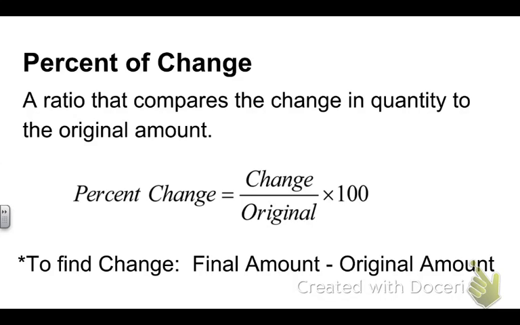Now, the most important part of this formula is how you find change. It is your final amount minus your original amount. All right? It's not the big number goes first and then I subtract. It is the final minus the original. So yes, sometimes your answers are going to be positive and sometimes your answers are going to be negative.